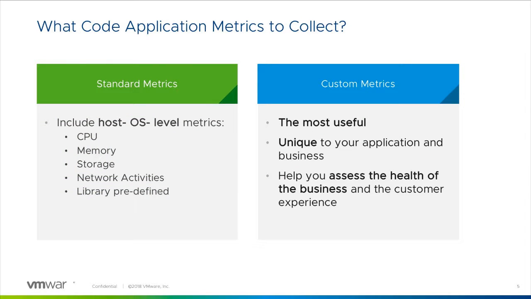What kind of metrics? You can start with the standard metrics like Amazon CloudWatch, so infrastructure standard metrics regarding CPU, memory, storage, then the network that connects those parts. And as I mentioned, the most useful metrics are custom metrics. They're unique, and they can tell you what the health of your business is.